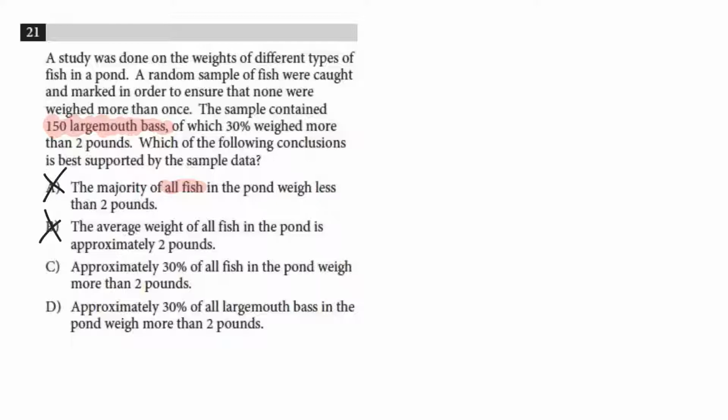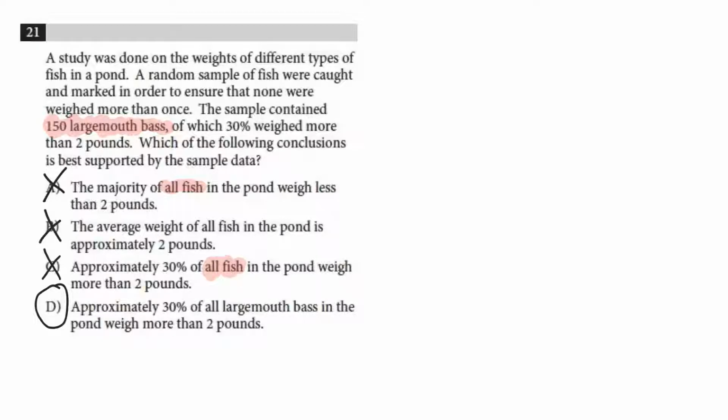Approximately 30% of all fish in the pond weigh more than 2 pounds. Well, again, we're not talking about all fish. We didn't sample all fish. We only sampled largemouth bass. So we cannot extrapolate to the entire fish population. So just based on that, we know D has to be our solution.